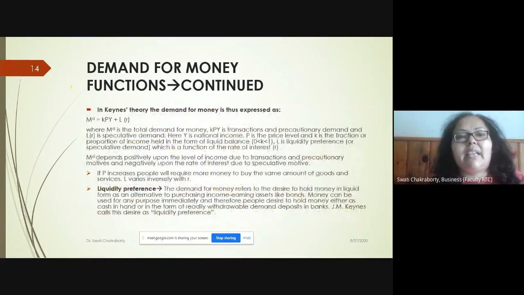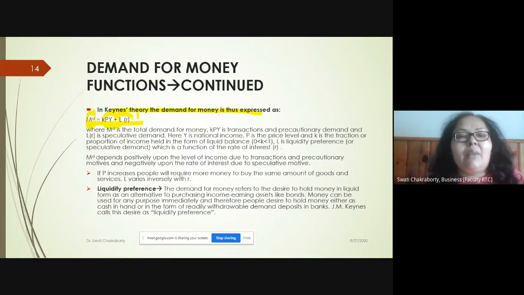Thus, in Keynes's theory, the demand for money is MD = KPY + LR. MD is the total demand for money. KPY stands for the transaction and precautionary demand, and LR is the speculative demand. Y is the national income, P is the price level, K is the fraction or proportion of income which is held in liquid balance, that is money. It's a fraction, that's why the value of K lies between 0 and 1. And L is the liquidity preference or speculative demand, which is a function of the rate of interest.